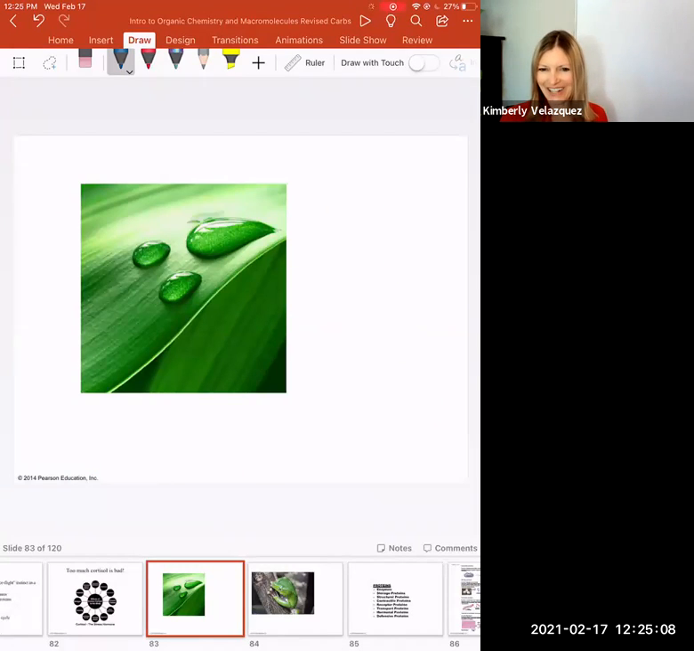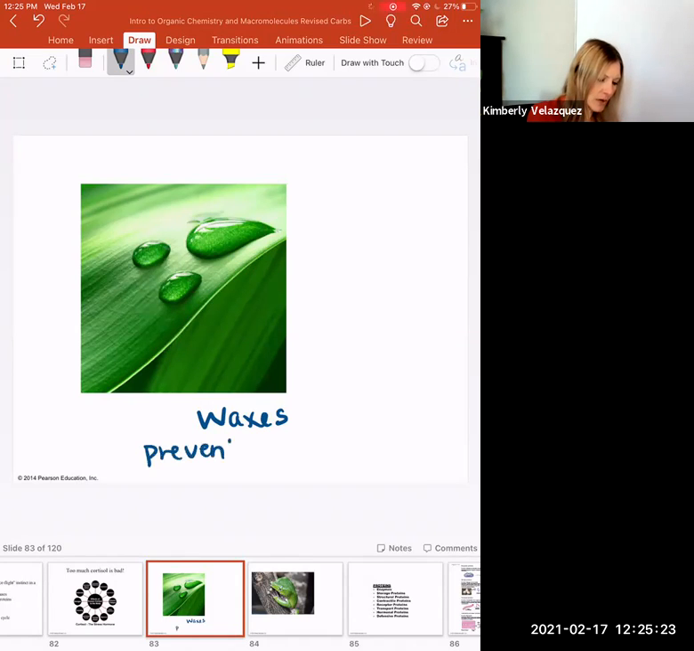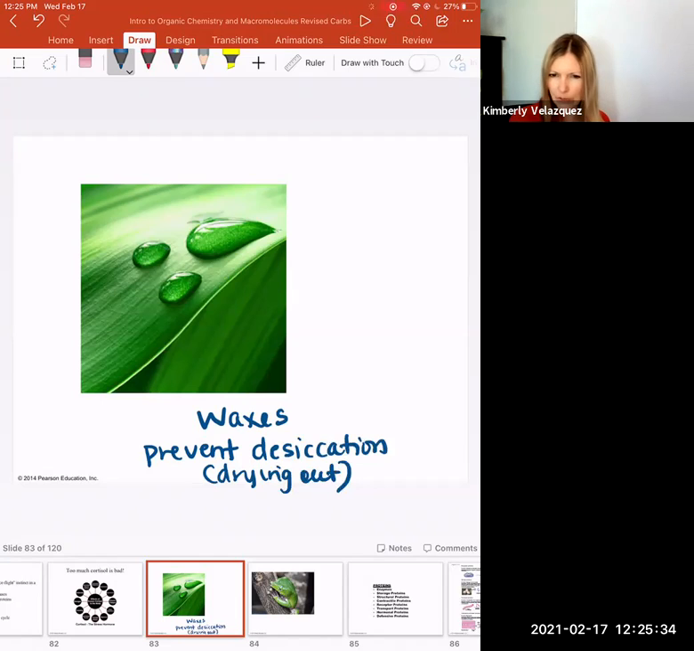Okay, finally, our last category of lipids are the waxes. And waxes are really significant in a lot of different organisms. So these are plant waxes and you can see the water beading up. Waxes are incredibly important in plants. So in plants, they prevent drying out, called desiccation, which means drying out. So waxes are really important in plants and waxes are lipids.